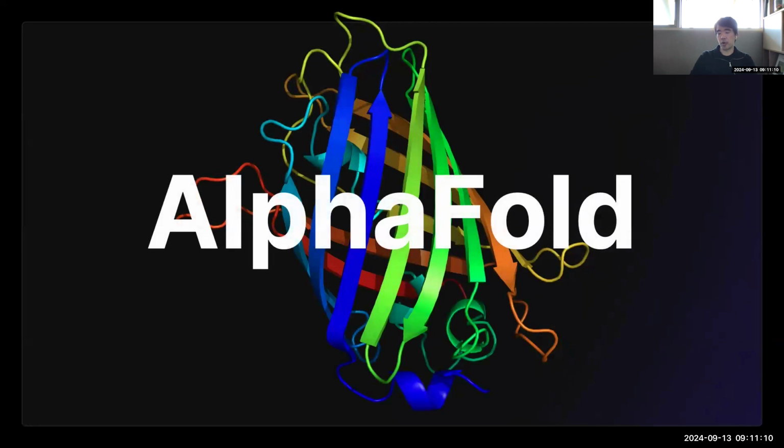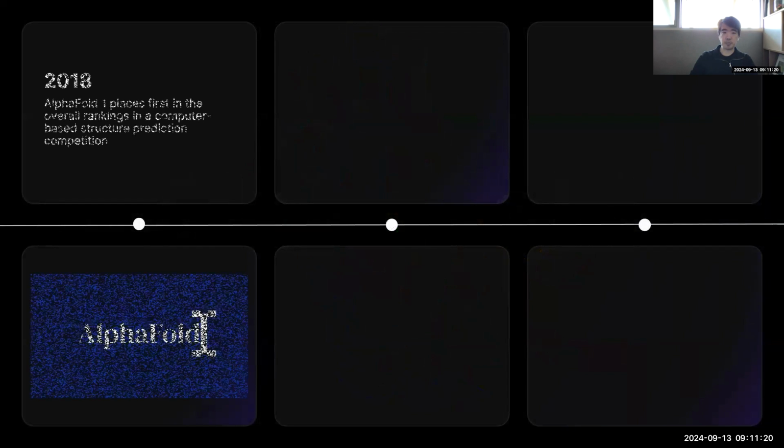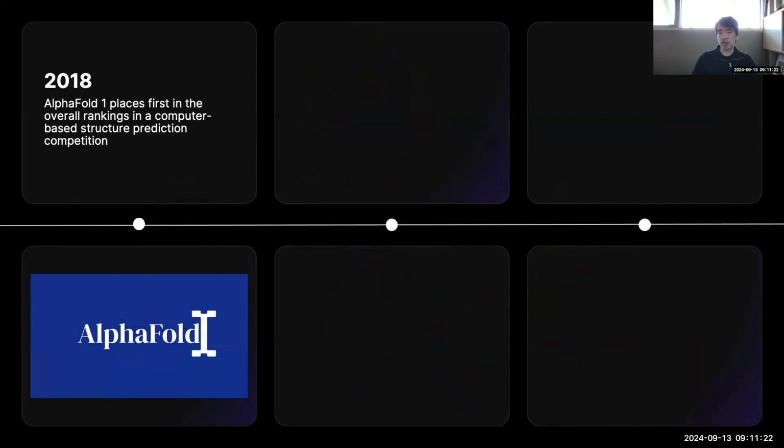AlphaFold is this AI program that's been developed by a subsidiary of Alphabet, so part of Google, called DeepMind. And this first came out into the field back in 2018. In 2018, the first iteration of AlphaFold, called AlphaFold 1, placed first in overall rankings in this competition for computer-based structure prediction called CASP, Critical Assessment of Structure Prediction.